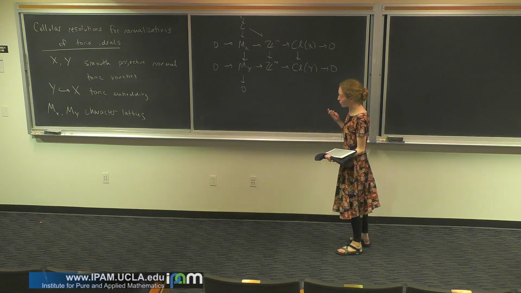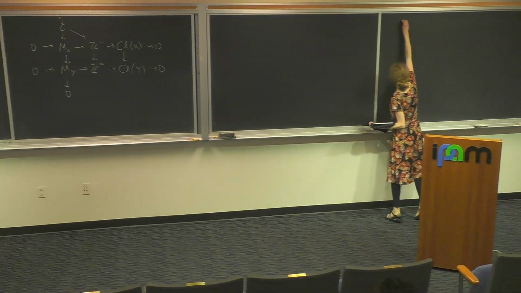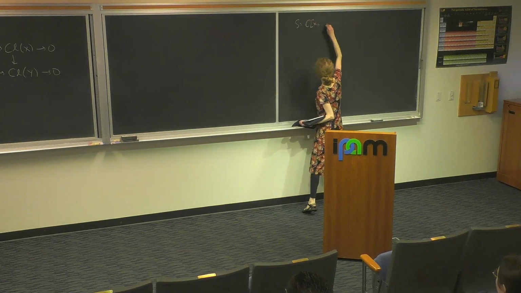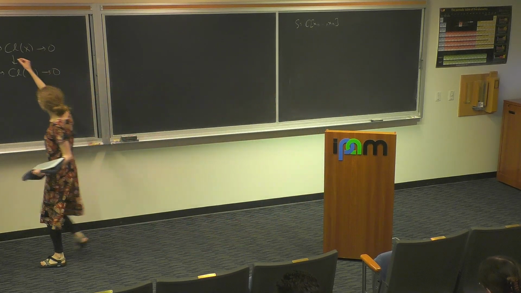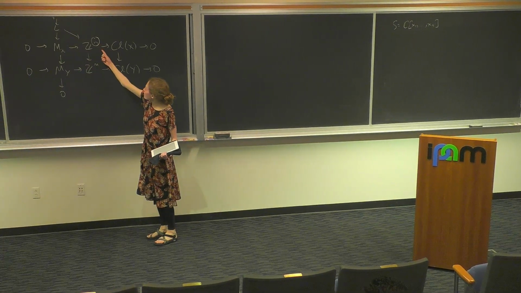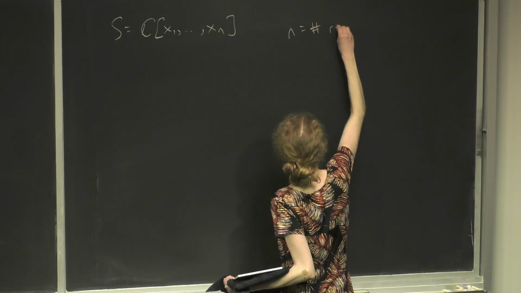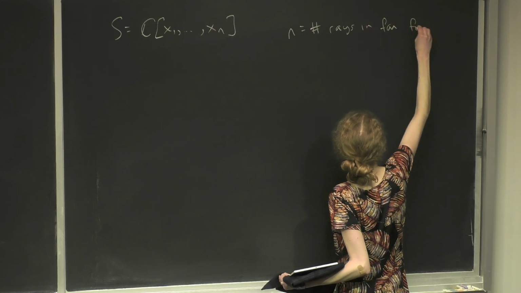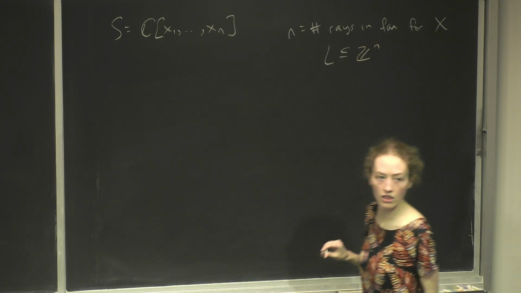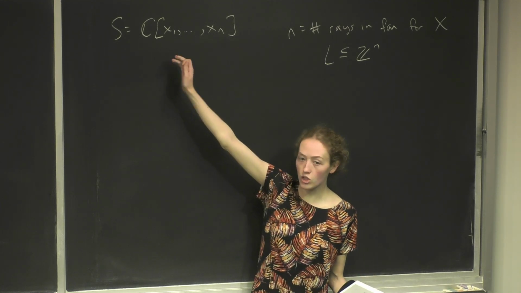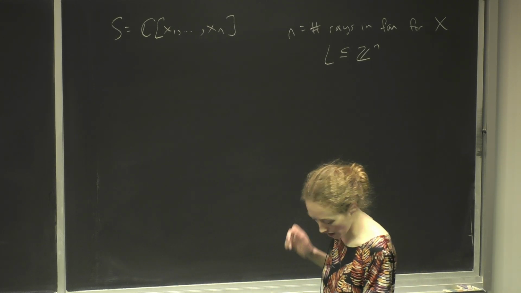Okay, so we're going to have a couple of different rings floating around, so I'm going to try to leave them up somewhere. The first ring is just the polynomial ring S in n variables, where this n is the number of rays in the fan for x, or the place where our lattice lives. This polynomial ring is the total coordinate ring of x, if you want to think about it that way. It's a polynomial ring in n variables.